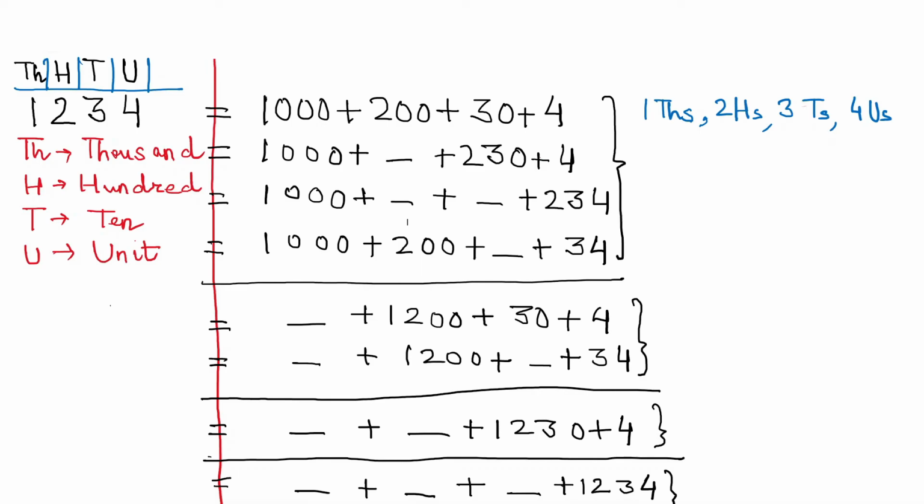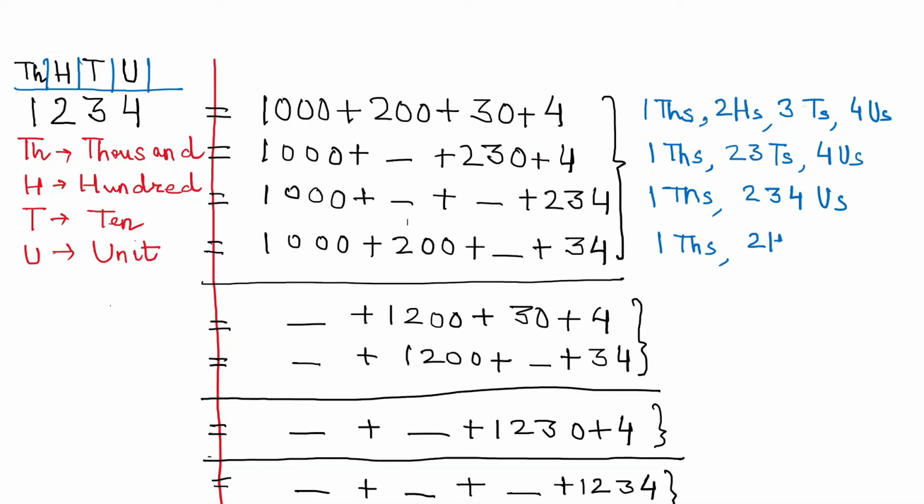The next case here is 1000s or 1000 followed by 23 tens followed by 4 units. Next we have again 1000 or 1000s followed by 234 units. Last you have 1000s, 200s and 34 units. You can complete this table, which makes you practice and understand it simultaneously.